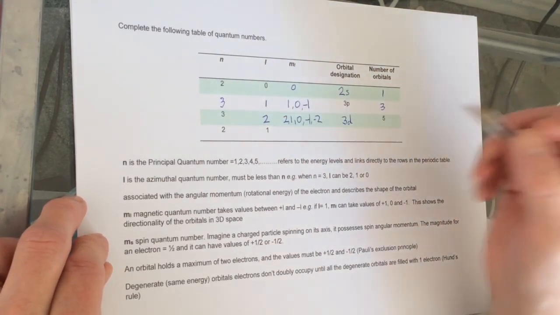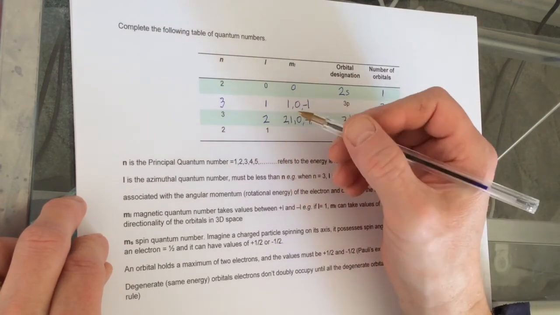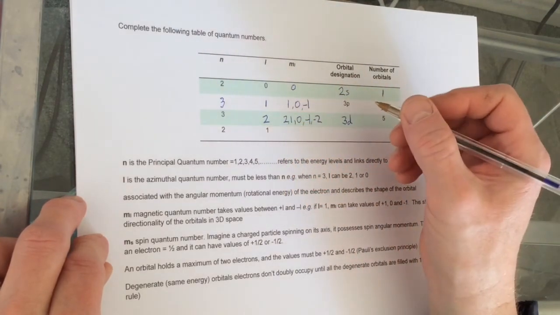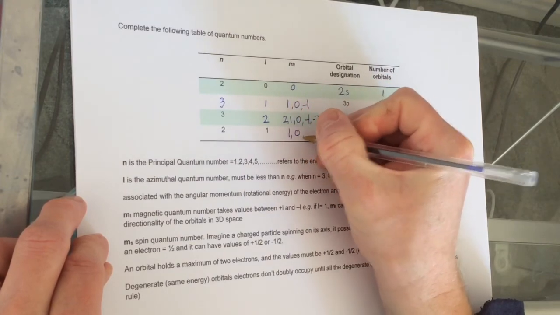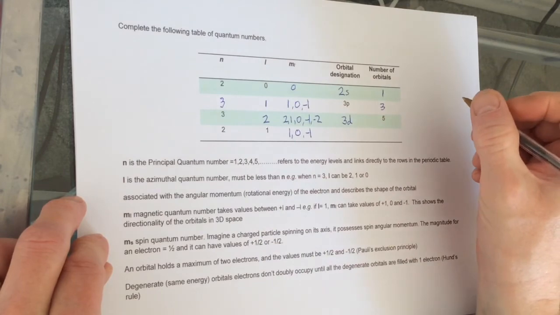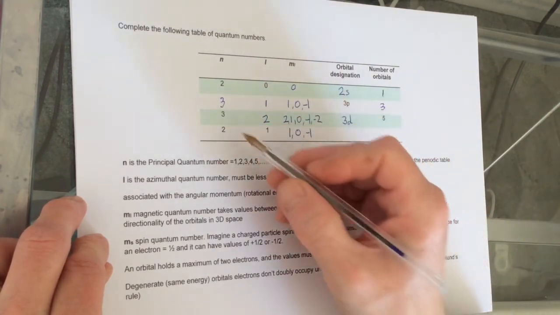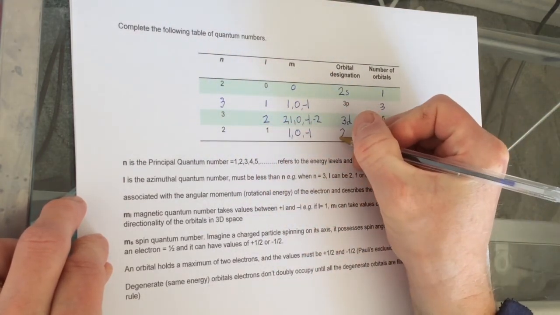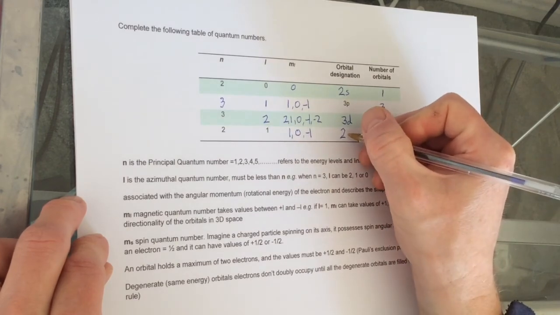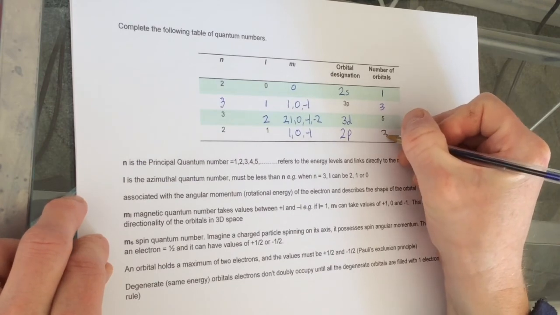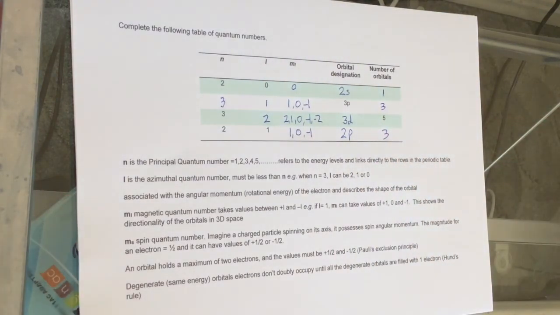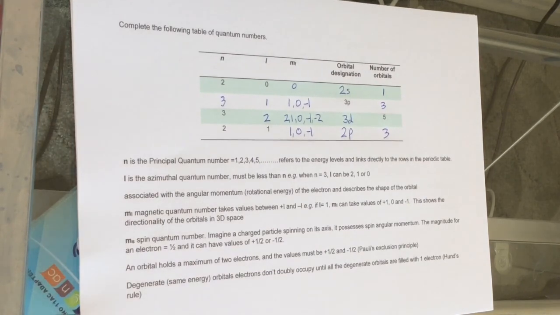And the final one, given n equals 2, L equals 1. Therefore, just like above, ML can be 1, 0, or minus 1. The designation is first the principal quantum number and the letter equating to L equals 1, which is P, and as above there are 3 p orbitals. So that's the level you need for that question. You're not asked to describe anything about quantum theory, just to remember those simple rules.